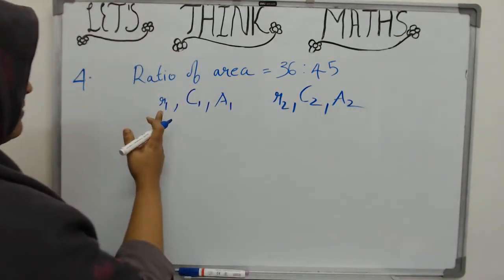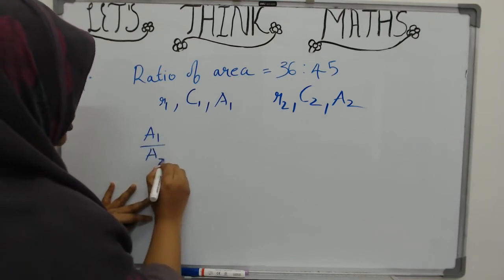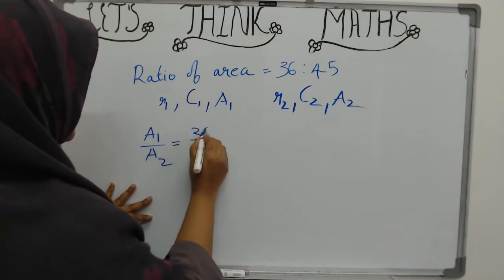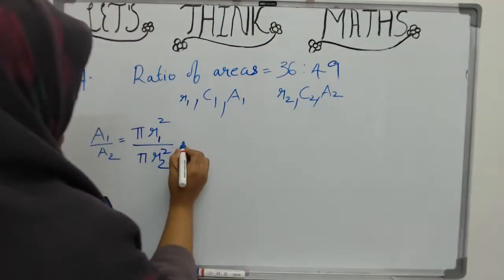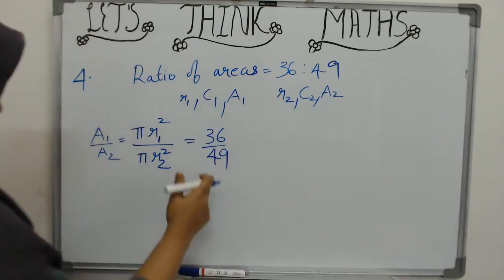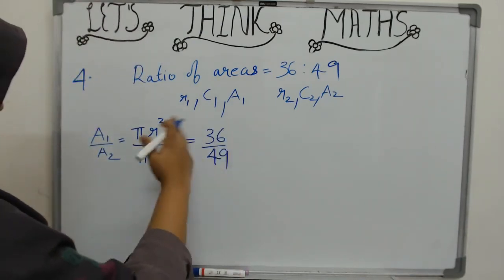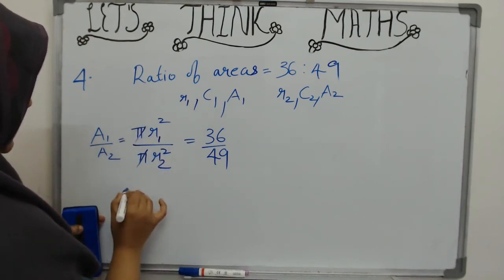Now what is given? The ratio of the area. A1 by A2 is given as 36 by 49. So, anything you can cancel here? Any common factors? No. What about here? You have pi common, right? So you can cancel that.